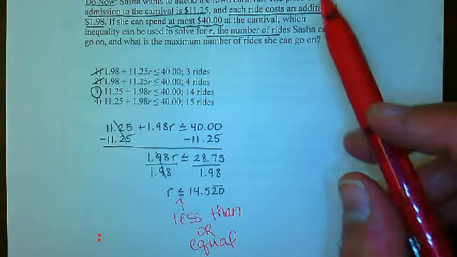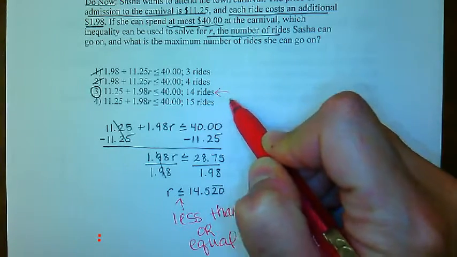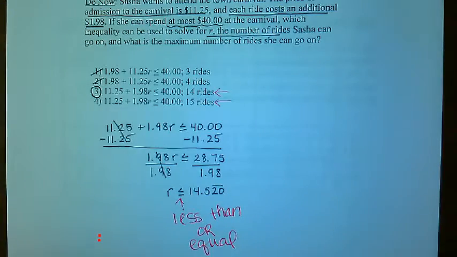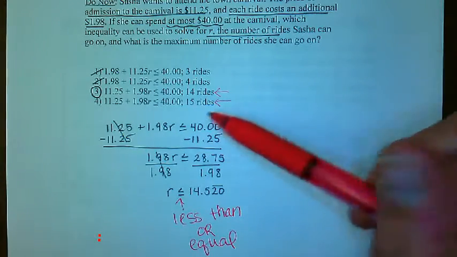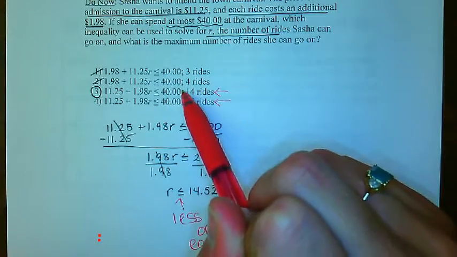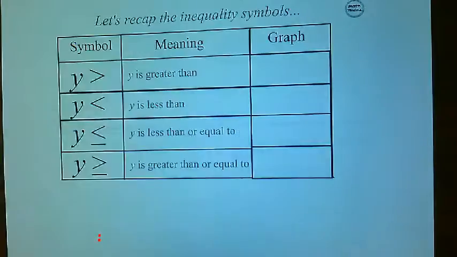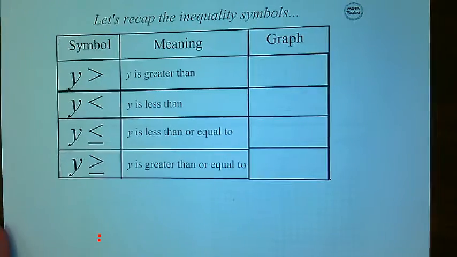Another thing you could have done is test these 14 and 15 rides and see which of those is true. Remember, when you plug that in, the left side should be less than or equal to 40. And that is a review of something we've already done.